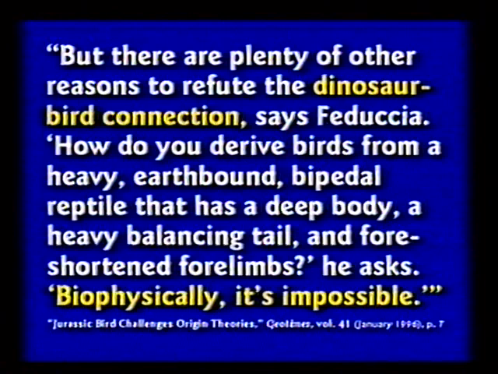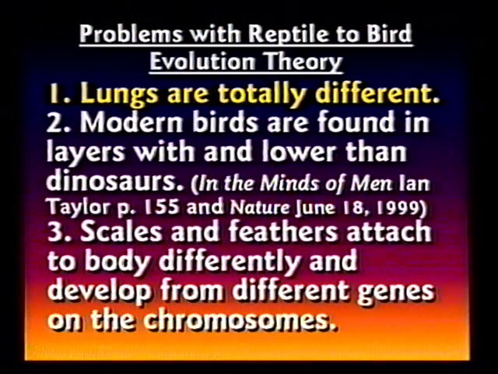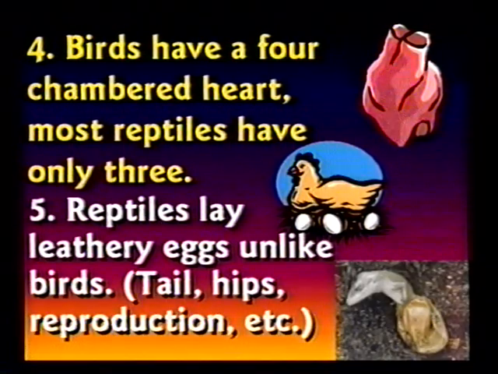The problems are multitude. We'll just go through them quickly here. The lungs are totally different. Modern birds are already alive when Archaeopteryx was here, even by their twisted geological thinking. Scales and feathers attach to the body differently, and they develop from different genes on the chromosomes. Birds have a 4-chambered heart. Most reptiles have a 3-chambered heart. Reptiles lay a leathery egg. Birds lay a hard-shelled egg. The tail is different. The hips are different. The reproductive system is different.